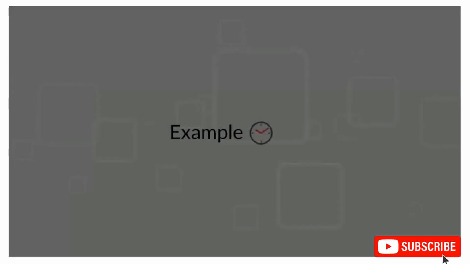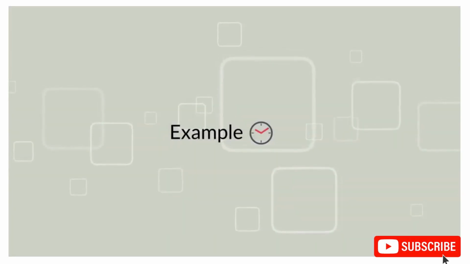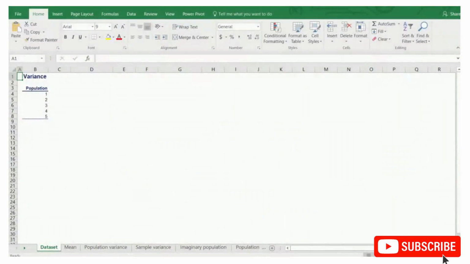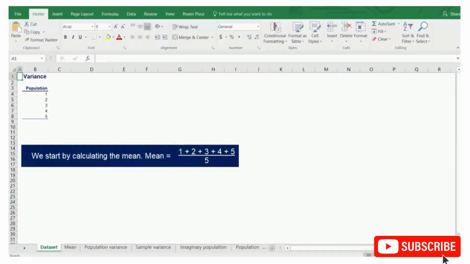Alright, enough dry theory. It's time for a practical example. We have a population of 5 observations: 1, 2, 3, 4, and 5. Let's find its variance. We start by calculating the mean. 1 plus 2 plus 3 plus 4 plus 5 divided by 5 equals 3.